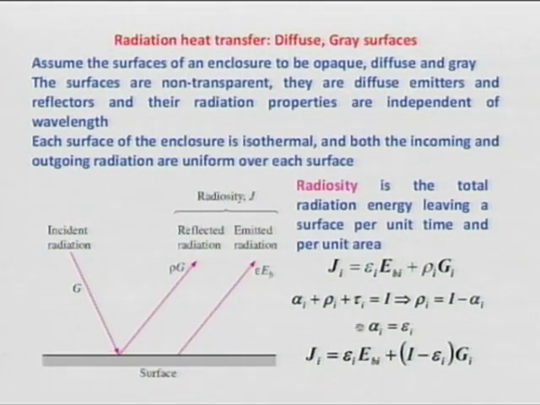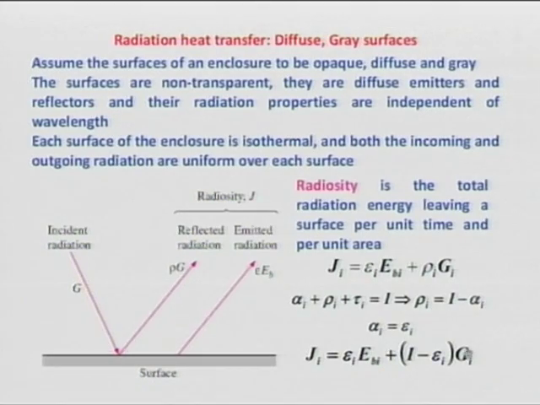We have assumed transmissivity is 0, so alpha plus rho is equal to 1, so rho i is equal to 1 minus alpha i. What is the inherent assumption in using alpha i equal to epsilon i? Kirchhoff's law, what is the inherent assumption? The temperature is the same. Temperature of which is the same? Both surfaces is the same.